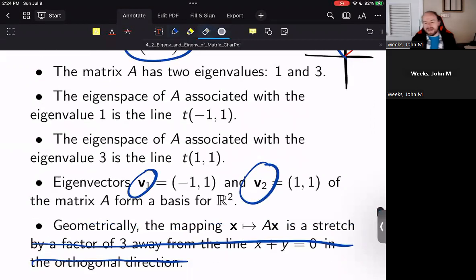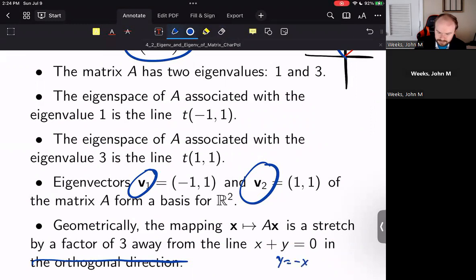Geometrically, the mapping from x to Ax is a stretch by a factor of 3 away from the line x plus y equals 0. Again, that's the line y equals negative x. So the map x to Ax is a stretch by a factor of 3 away from the line x plus y equals 0. Okay, why did we choose this line? I thought there were two lines going on here. I thought there was a line y equals x going on as well, right? And that was the one that had the eigenvalue of 3. So what are we talking about here?